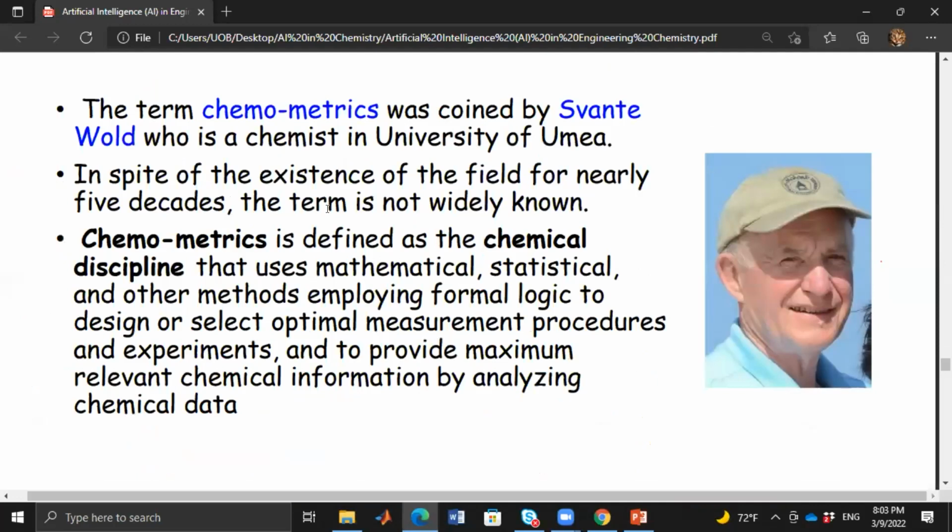This was actually coined by this guy, Svante Wold, from University of Umeå. These were some of the earliest people, around the 60s, who used all this ML, especially principal component analysis, partial least squares, SVM (support vector machine), and linear discriminant analysis. These are techniques that lots of people are now using. He's a chemist, by the way, and they've been using this for a very long time.